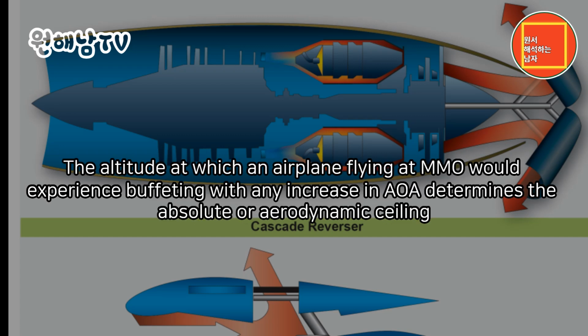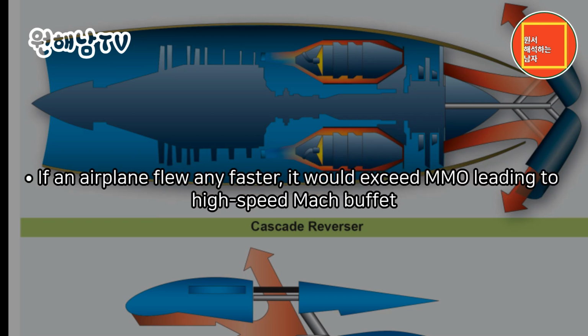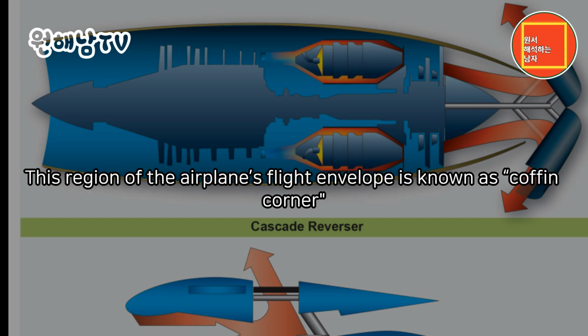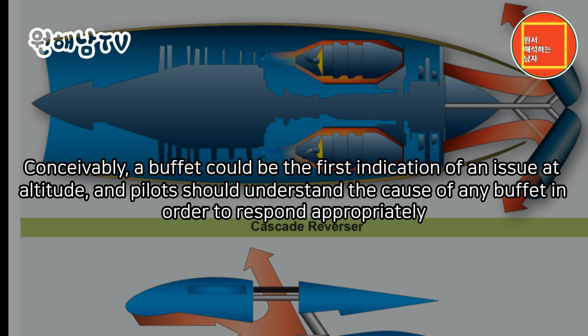The altitude at which an airplane flying at MMO would experience buffeting with any increase in AOA determines the absolute or aerodynamic ceiling. This is the altitude where, if an airplane flew any faster, it would exceed MMO, leading to high-speed Mach buffet. If an airplane flew any slower, it would require an increased angle of attack, leading to low-speed Mach buffet. This region of the airplane's flight envelope is known as coffin corner. Conceivably, a buffet could be the first indication of an issue at altitude, and pilots should understand the cause of any buffet in order to respond appropriately.